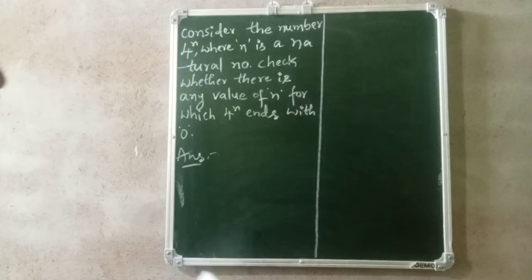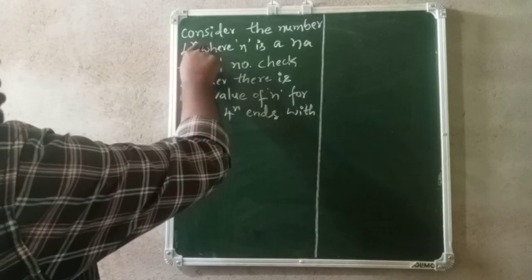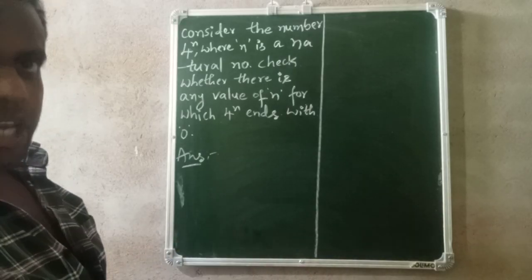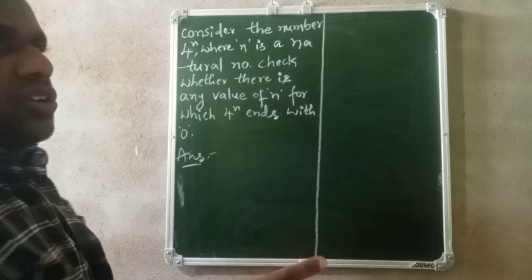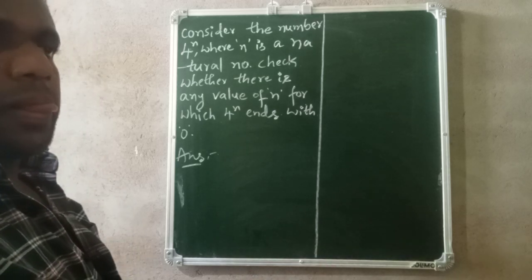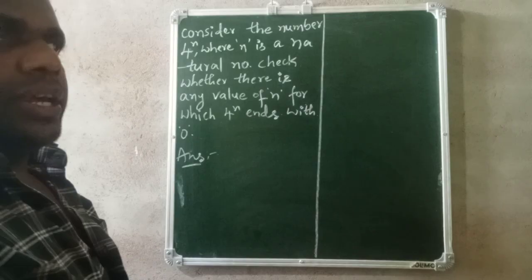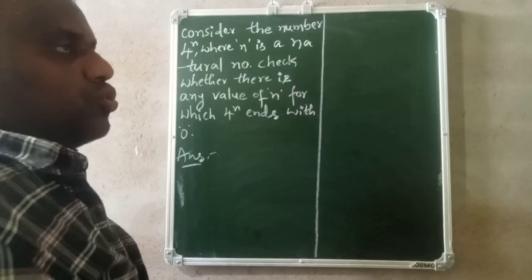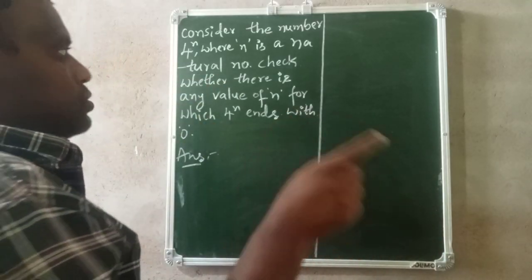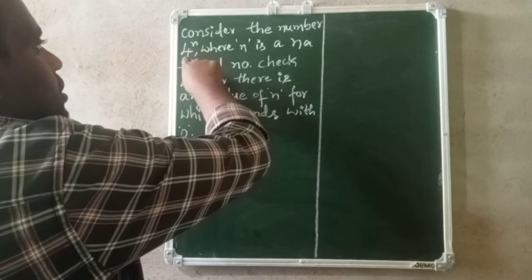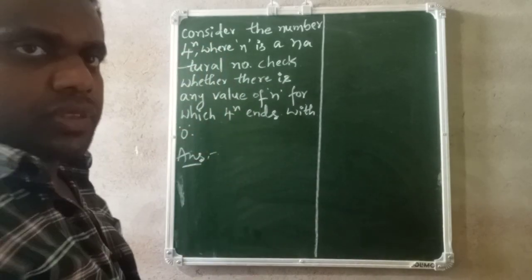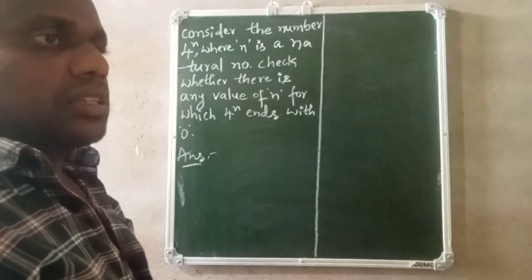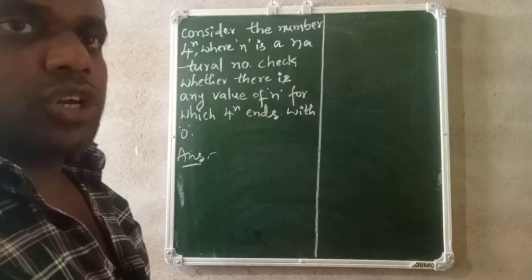So what does it mean? They have given the number 4 to the power of n. We have to check whether there is any value for n. n is a natural number. You take any natural number, starting from 1, 2, 3, 4, 5, like that. If you substitute the n value here, then whatever 4 to the power of that value we get, if you simplify, that should contain 0 as the last digit.